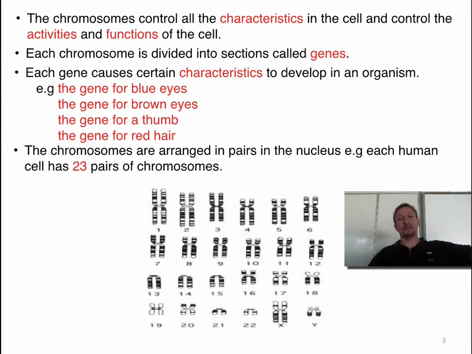Chromosomes are long pieces of DNA. They're split up into little characteristics called genes. These genes code for specific characteristics such as blue eyes, green eyes, etc. Different organisms have different numbers of chromosomes depending on the amount of information that makes them up.